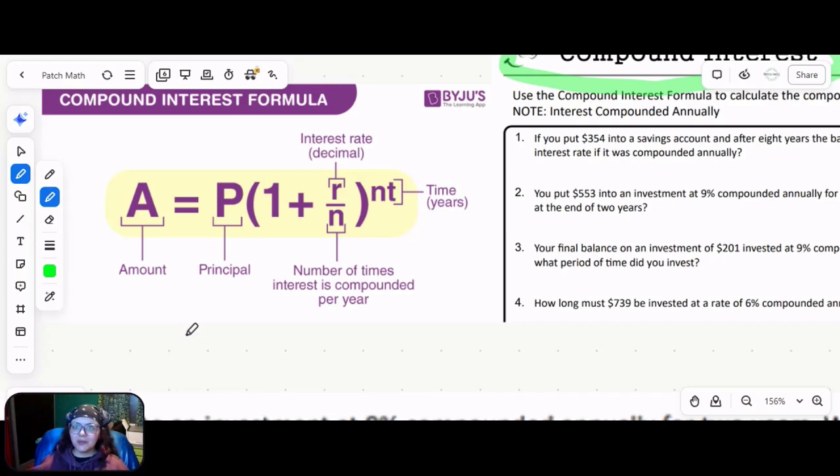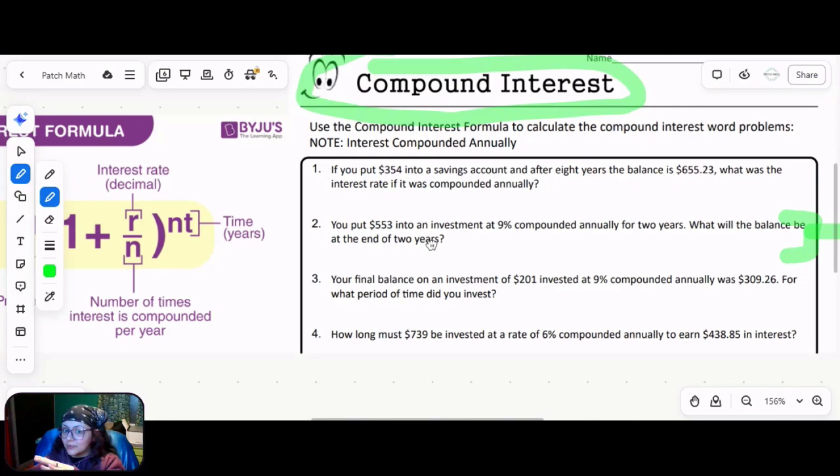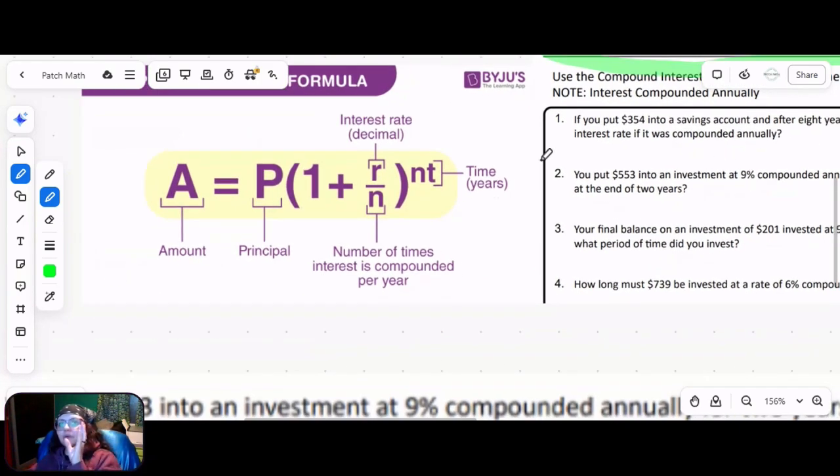So this video is more of an intro to compound interest. I should have started with problem two. It is what I would consider intro to compound interest, in which we're actually solving for the final amount A in this problem.